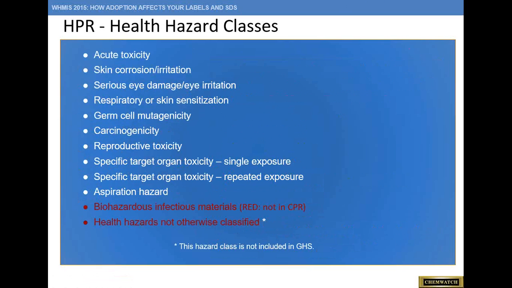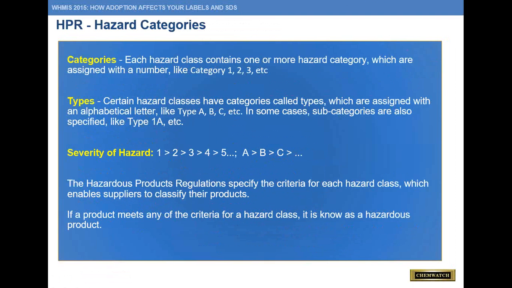Sorry, that's an addition. Biohazard infectious materials. That's included now under HPR, but it is not part of GHS. But also what's new to HPR for health hazard is what's called health hazards not otherwise classified. And again, as with physical hazards, this hazard class is not included in GHS. This is unique to WHMIS 2015.